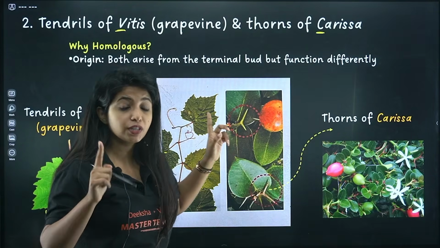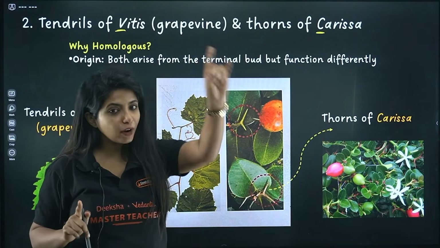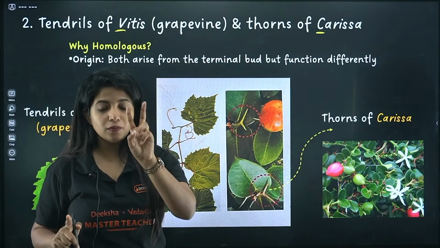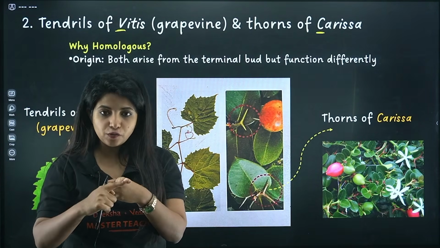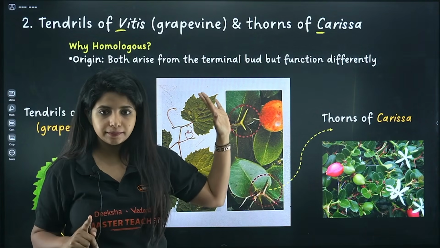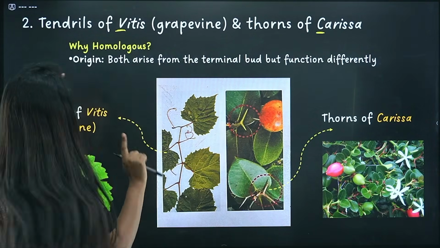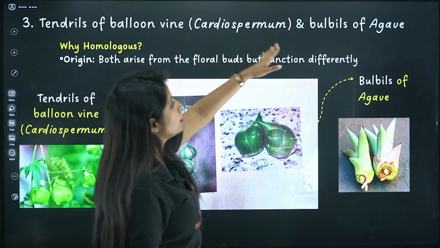Talk about the function. This gives you another mark. I told you, while writing the points, 1 mark for identification, another 1 mark for writing the definition of homologous organs, and also for writing their function. Okay? Fine. Next thing, tendrils of balloon vine and bulbils of agave.